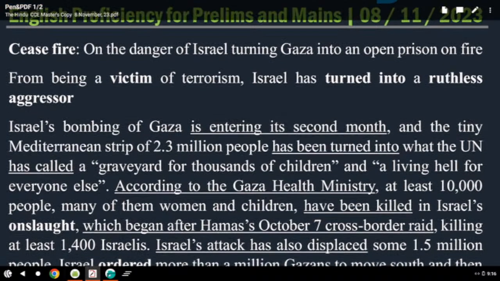But what is the main idea of this editorial? From being a victim of terrorism, I'm sure you all know the word victim. Someone who gets affected, we use the word victim. Israel was a victim of terrorism. Based on that, from being a victim of terrorism, Israel has turned into, as I said, used many a time, has turned into a ruthless aggressor. Initially, it was a victim. Now it is making many people victims. It has become an aggressor, ruthless, no emotions.